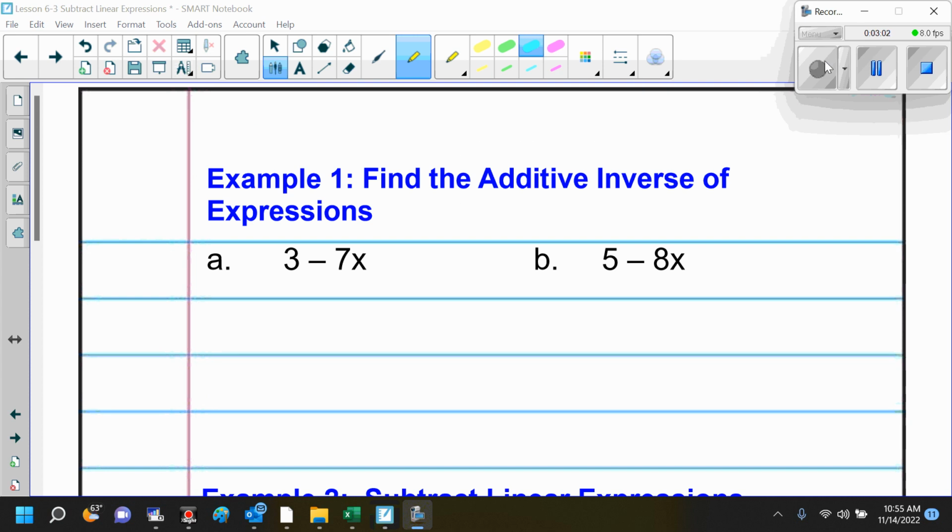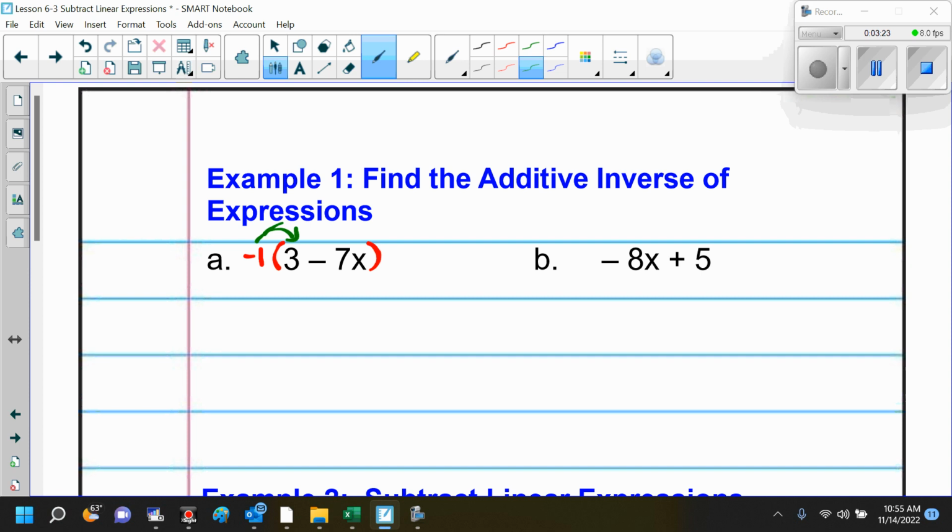So for example 1, we want to find the additive inverse of the expressions. So again, all you're going to do is use the distributive property to multiply times a -1. All right, so we want to multiply each of these terms times a -1. So that -1 gets distributed throughout the parentheses. So -1 times 3 is -3, and -1 times -7x is +7x. There is my additive inverse. Is that clear?